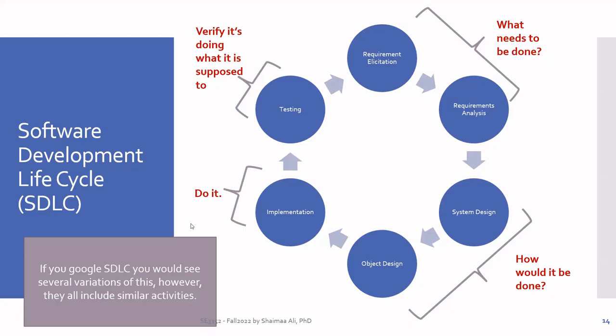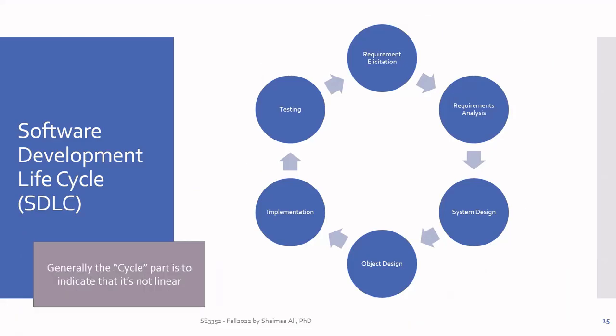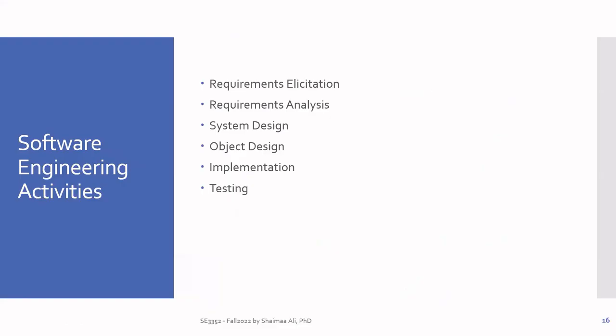Okay, and then it keeps going. The cycle means it keeps going forever. There's no point at which you say, okay, I'm done, this is the end, unless you are retiring the system. So these are the activities that we have for software engineering.